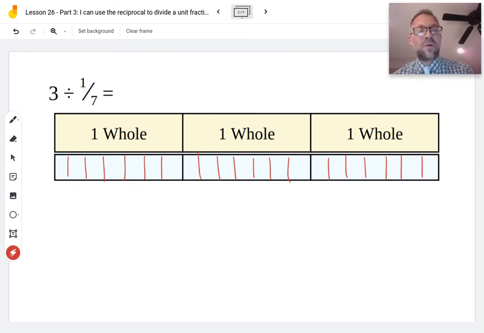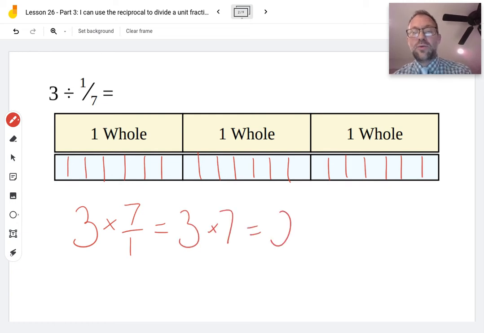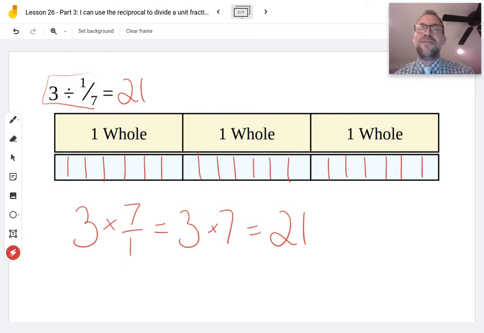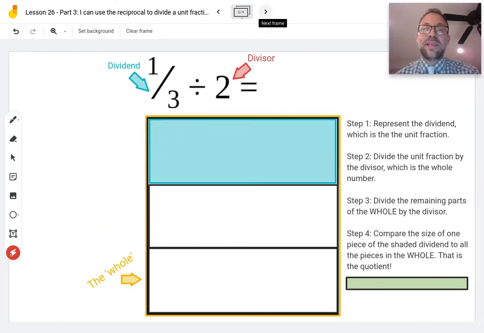Well, that is the same, if we bring this down here, as multiplying 3 by 7 over 1, the reciprocal of 1/7. And of course, 7 over 1 is the same as 7, so it's like 3 times 7, and that's 21. And 21 is the quotient. 3 divided by 1/7 is 21. And if we count up all these sevenths, we'd see that there are, in fact, 21 of them. So that's how we used a reciprocal to multiply by the dividend to find our quotient in previous lessons.